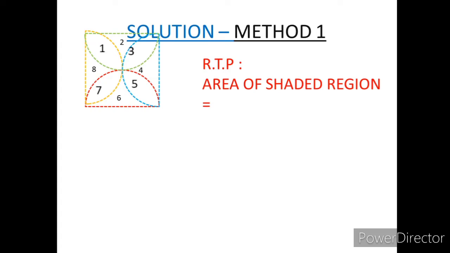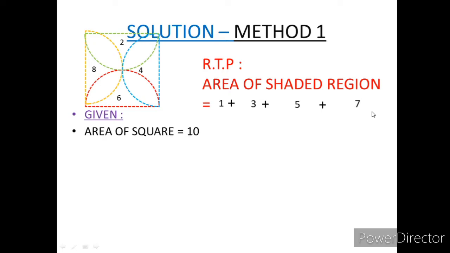Now you have to write down like this. Area of shaded region is equal to... This is what we have to do. We have to add these 4 areas, isn't it? Therefore plus, plus, plus. Therefore area of shaded region is equal to 1 plus 3 plus 5 plus 7, isn't it? Now, in continuation of this problem, what is given? The side of the square is 10 centimeters. Is it clear?